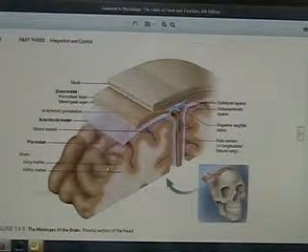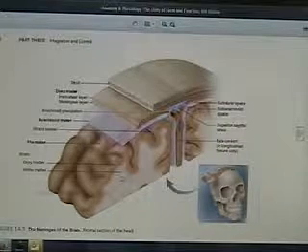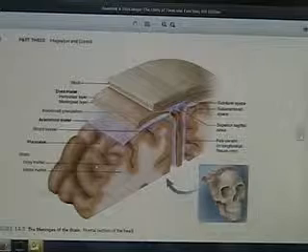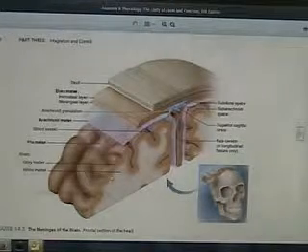You can see the brain is made out of gray matter and white matter. If you notice inside the brain, the white matter is on the inside and the gray matter is on the outside. On the spinal cord, it's reversed.